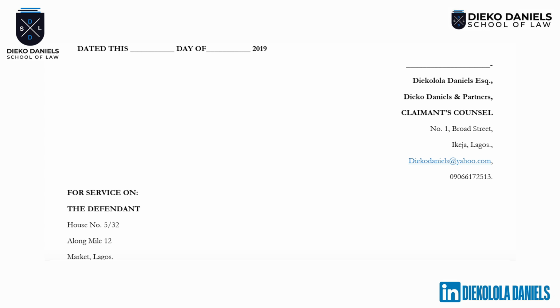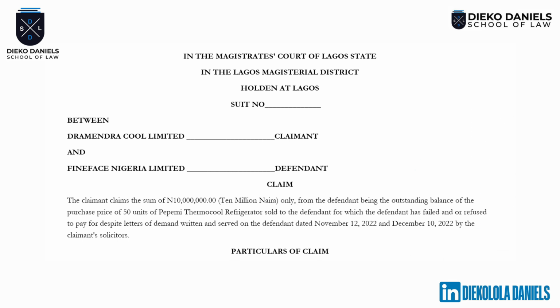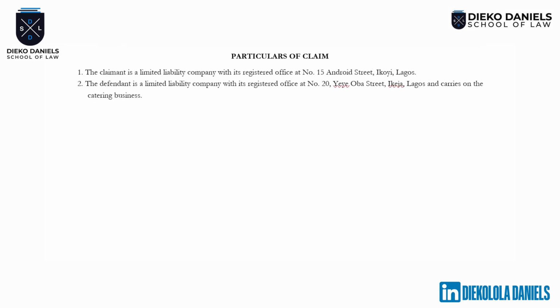Now, to round up, I want you to just take a look at what it is like to draft for a company. So you can see this is the same structure, but in this case, we have Dramendra Coal Limited as the claimant and Five Face Nigeria Limited as defendant. Now, if you look at it again, you see the claimant claims how much, from who, being the outstanding balance of what, and then the letter of demand, which must have been served, and the date it was served. Please, it's important that you don't just say letter of demand, say the date that your letter of demand was served. And you look at the particulars of claim.